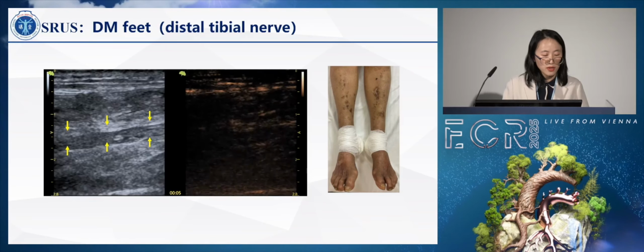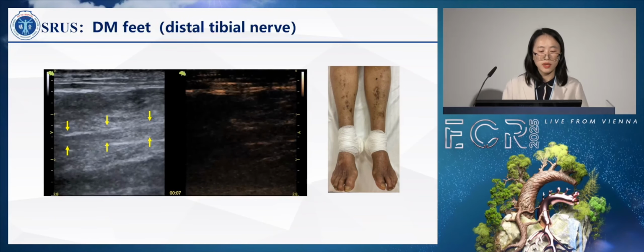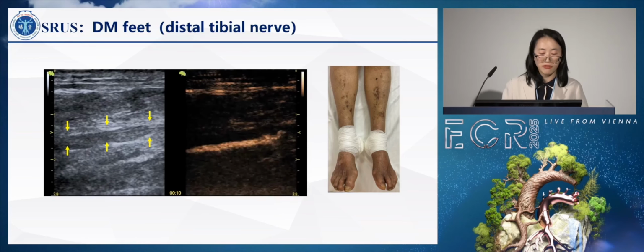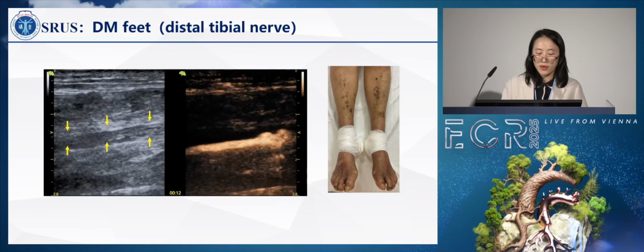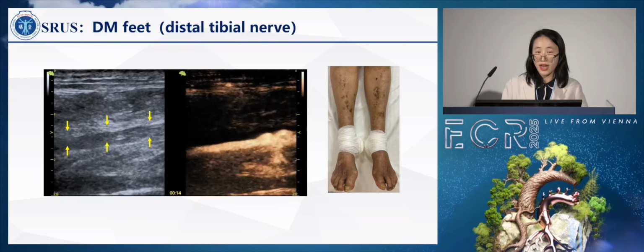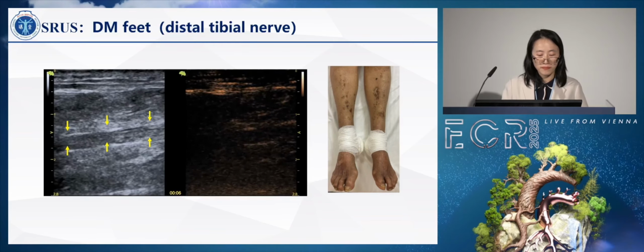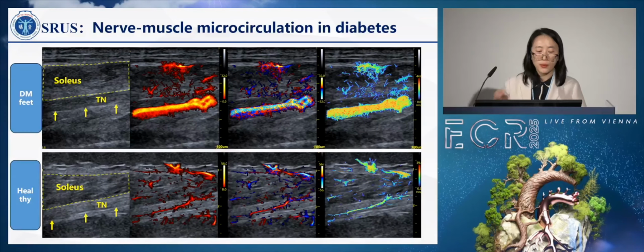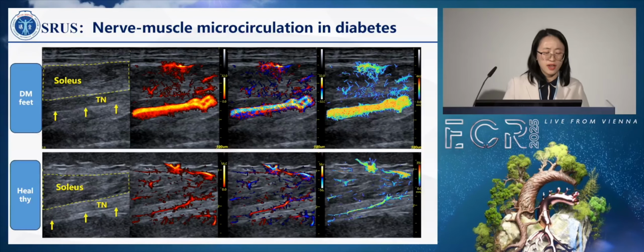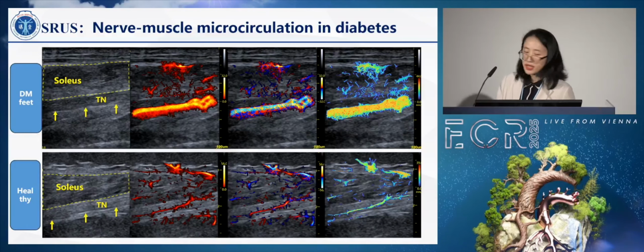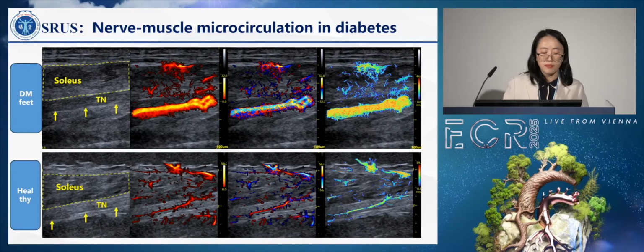And this is a visualization of the distal tibial nerve in the diabetic feet. You can see a very thick vessel at the capsule of the tibial nerve. And when we compare the diabetic feet with a healthy volunteer, it showed that the blood flow of the tibial nerve and the soleus increased a lot, and both the density and the velocity increased in the diabetic feet.